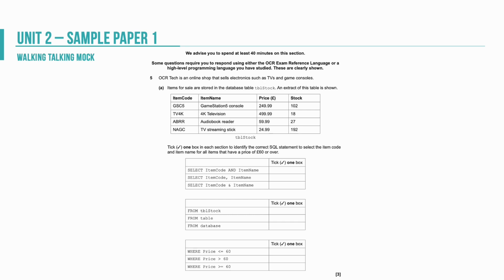Either way, we've got a nice first question because we've got another set of tick boxes, and it's asking us about SQL. So it's giving us a specific high-level programming language. It's asking us to work out the query for this example. Answers for that one are select item code, comma, item name, from table stock, where price greater than or equal to 60. So a fairly nice opening question to part B.